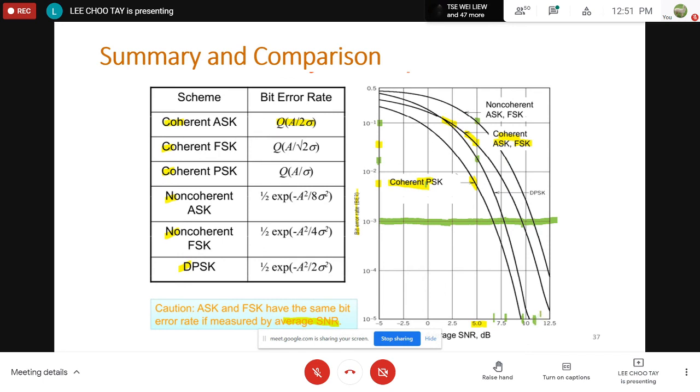So you can see if the performance of the modulation scheme is not as good, in order to achieve better bit error rate performance, you have to increase the signal power. Okay, so these are the two comparisons that you must be able to make in your discussion, in your discussion for your assignment later. Okay, any questions so far?